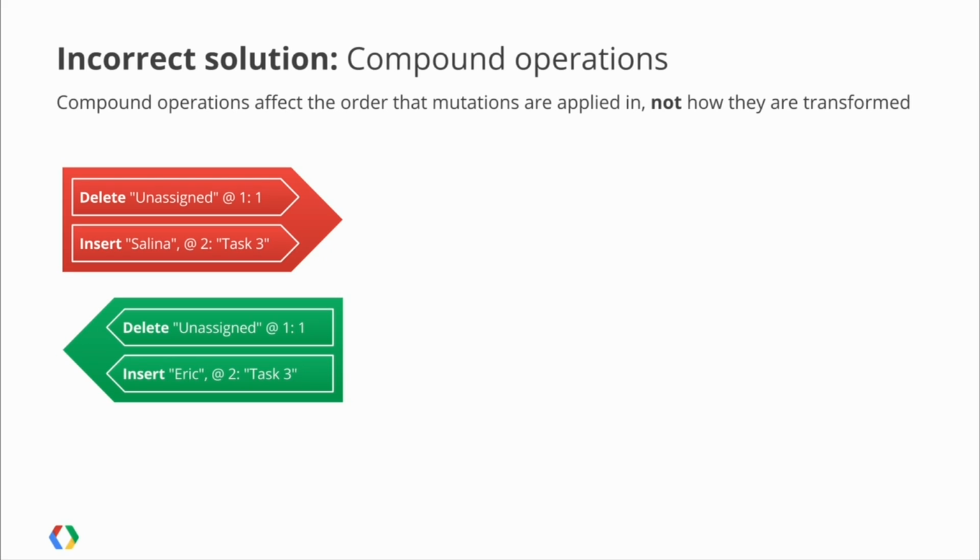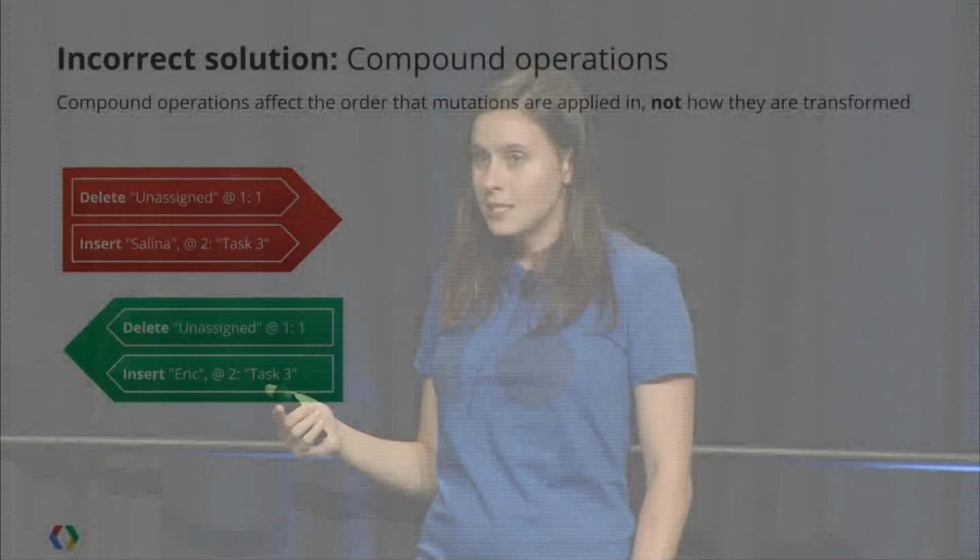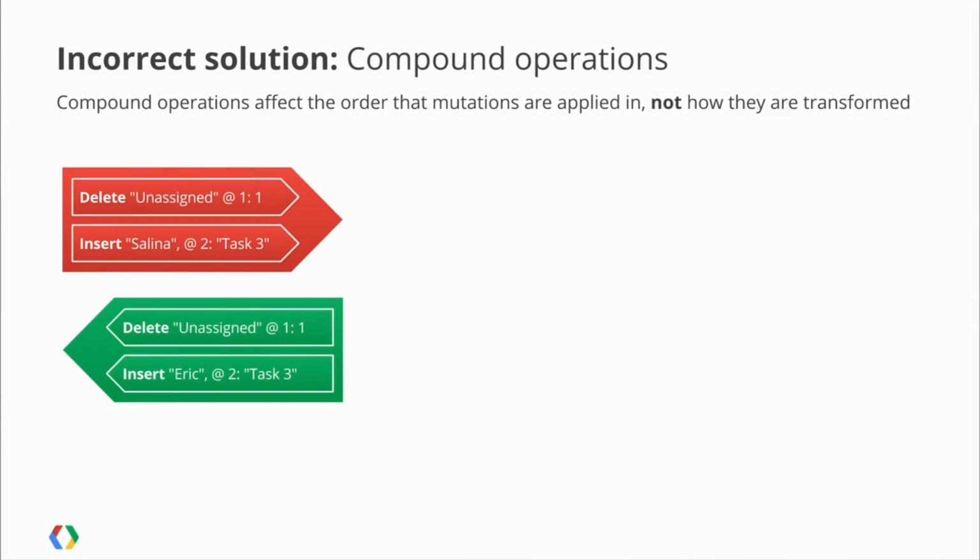Well, one thing you might think is the solution, because it was a solution to a kind of similar problem before, is compound operations. But it turns out that this doesn't solve this particular problem. And the reason is that all a compound operation does is affect the order in which the mutations are applied, but it doesn't affect how the mutations are transformed. So in this case, we get these two compound operations, and we still individually transform every mutation within them against every other mutation, and then apply them individually.